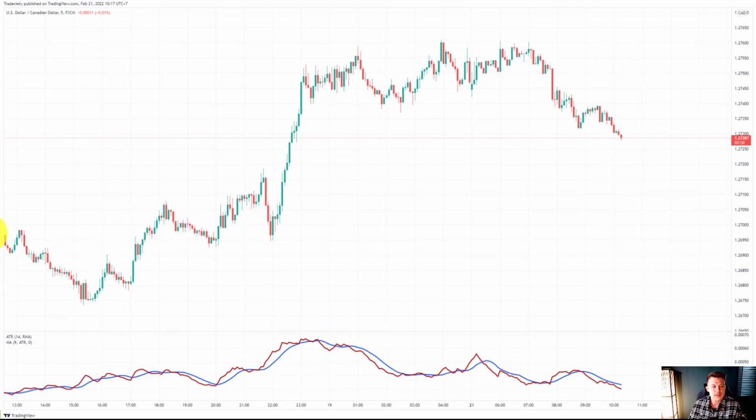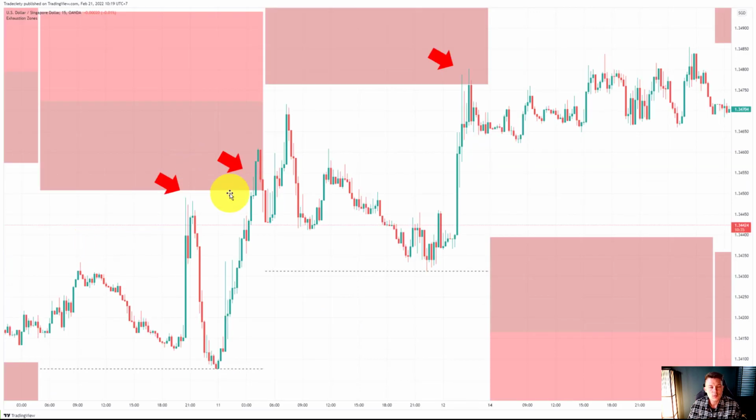The ATR can be used in a different way. So the ATR, what it does is it can also tell you how much did the price move yesterday.